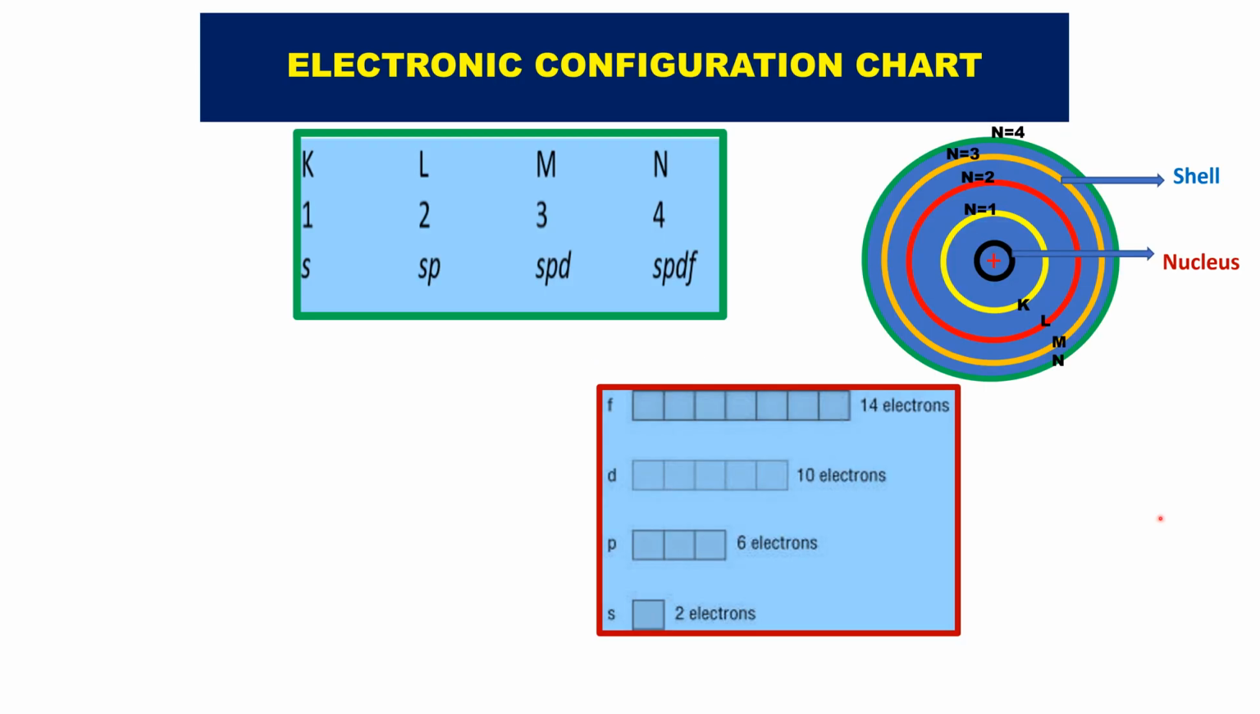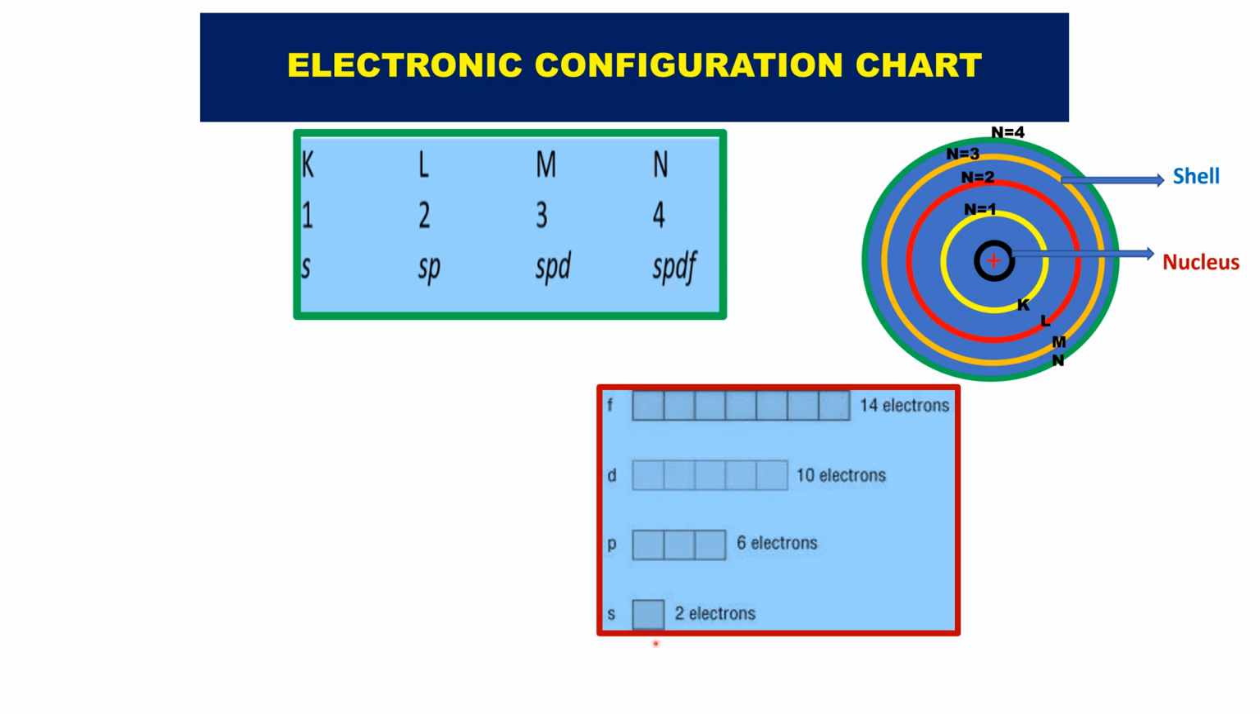Let's look at the electronic configuration chart. Remember that Niels Bohr proposed that electrons revolve around the nucleus in shells. So for n equal to 1, which is the K shell, it has s orbital. For n equal to 2, which is the L shell, it has s and p orbitals. For n equal to 3, which is the M shell, it has s, p, and d orbitals. For n equal to 4, which is the N shell, it has s, p, d, and f orbitals.